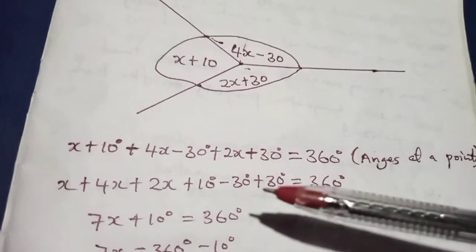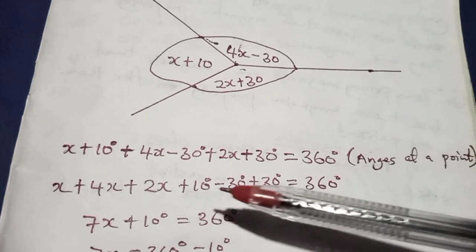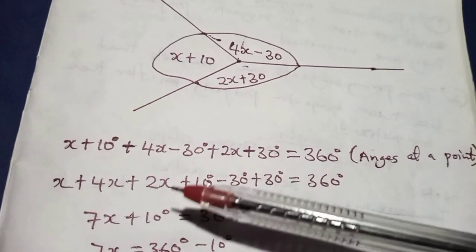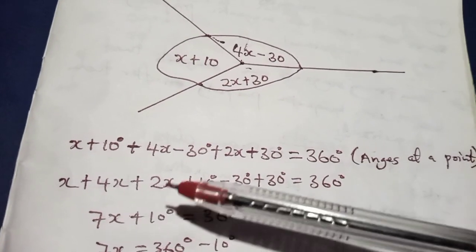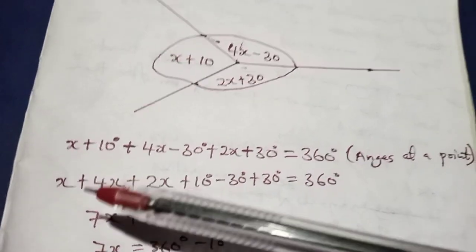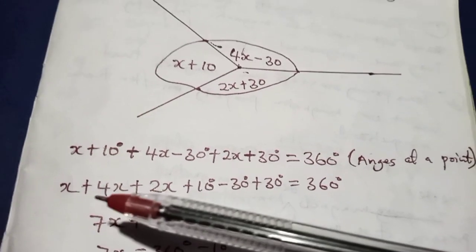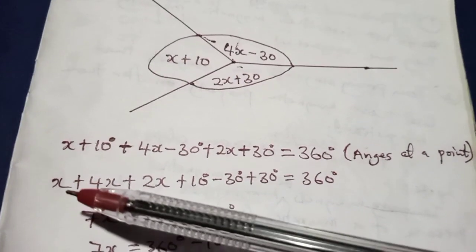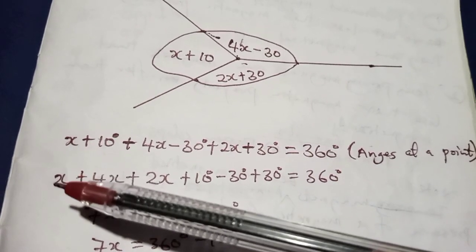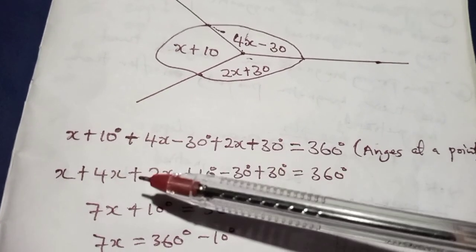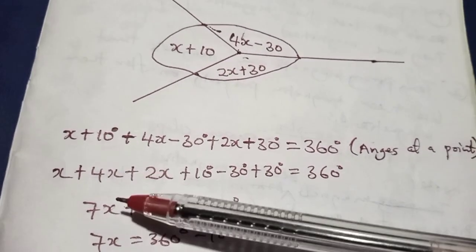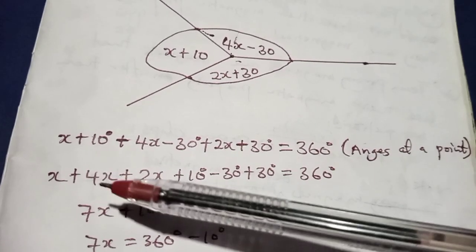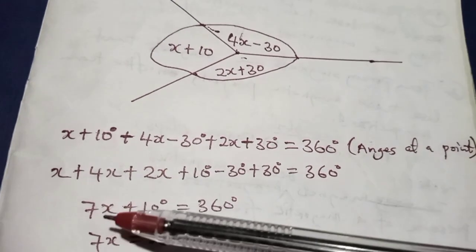Okay, so this will be summed together, this will also be summed together. So we have x plus 4x plus 2x. Now the coefficient of this x is 1. Okay, so it means that we'll add 1 plus 4 plus 2, that will give us 7x. So when you add 1 plus 4 plus 2, you get 7, then you add the x to it.